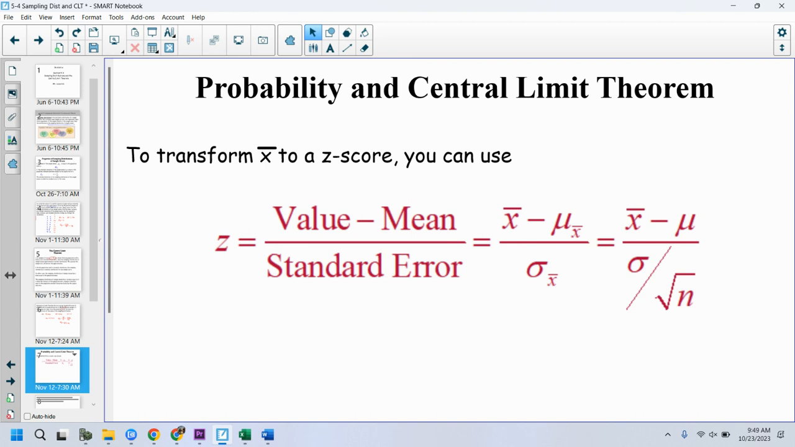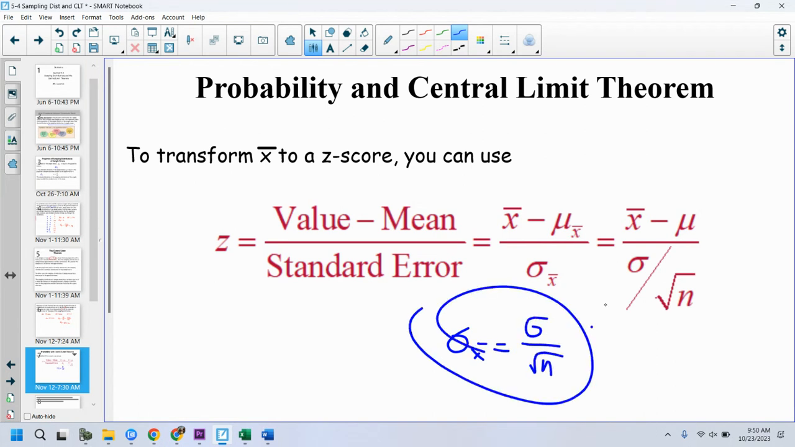But the catch is mu is mu x bar. Sigma is sigma x bar. So we actually change it into this formula here: x bar minus mu divided by sigma over the square root of n. Because sigma x bar was sigma divided by the square root of n. So all we're doing is just taking that and inputting it right in there.